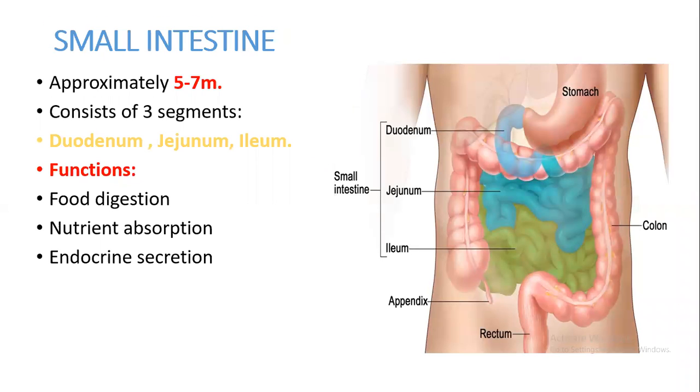So as you know, small intestine is approximately 5 to 7 meters in length, and it consists of three parts: duodenum, jejunum, and the coils of ileum. These three segments comprise your small intestine. The basic functions of small intestines are the final digestion of the food, nutrient absorption, and endocrine excretion. It excretes some hormones as well.